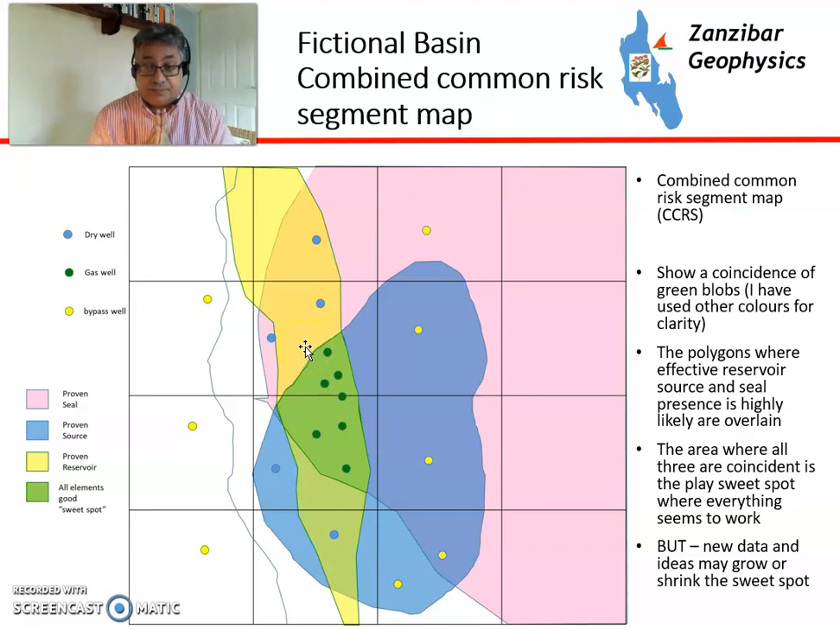Now, some of these polygons are uncertain, but new data may either grow or shrink the sweet spot. So these things need to be updated as new information comes in because these are not static. It's very dangerous to be seduced by green blobs.